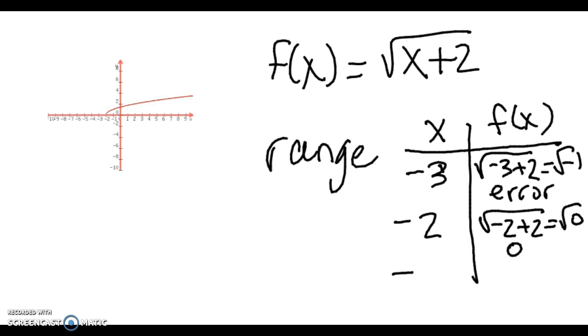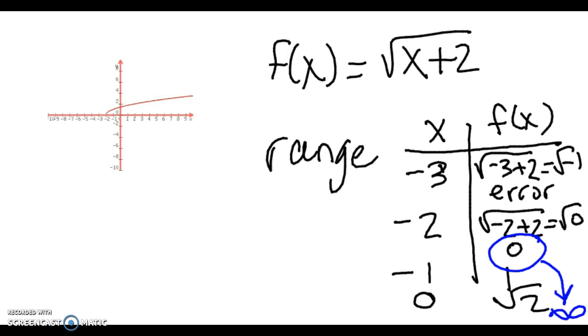If we were to substitute in negative 1, I'm not going to write this out, but we would get the square root of 1, which would be 1. If we were to substitute in 0, we would get out the square root of 2. So if you notice the output values, what we're getting out for y is 0, and it keeps going to positive infinity. All right, so that indicates what our range is.